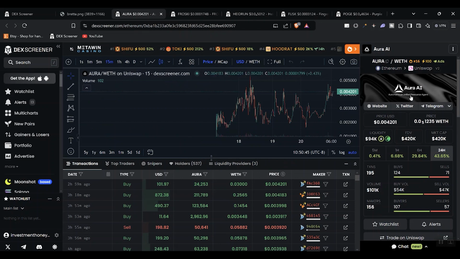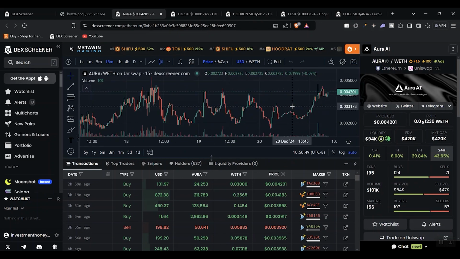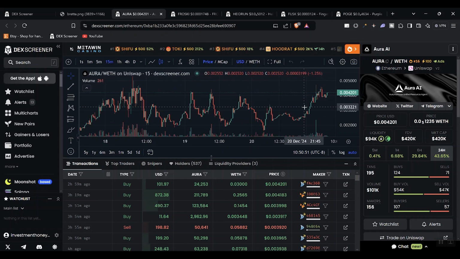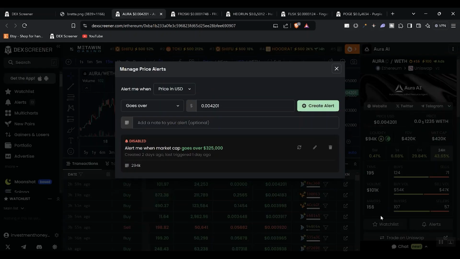And for Aura, obviously this is one we've been watching too. Okay, like what I'm seeing here in terms of where it's been since we talked about this yesterday. If we look at the alert, this has been disabled. So obviously this triggered because it went over 325. Currently the market cap on this one is 420, and that's also matched here. Now we can see the more information on the tab at 420 as well.